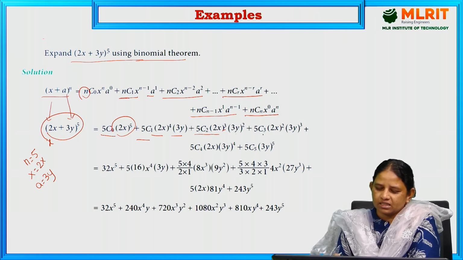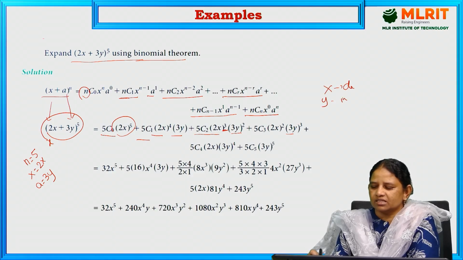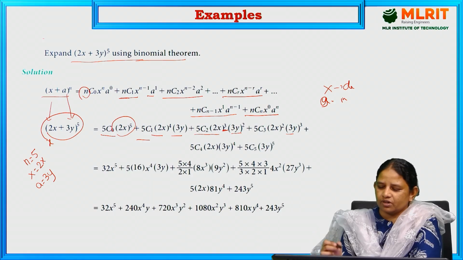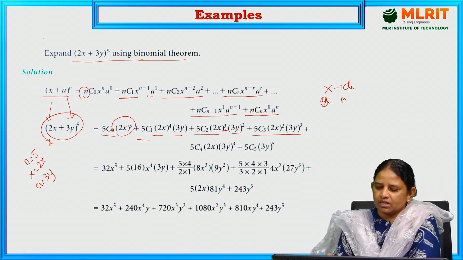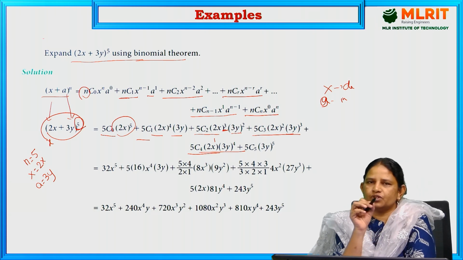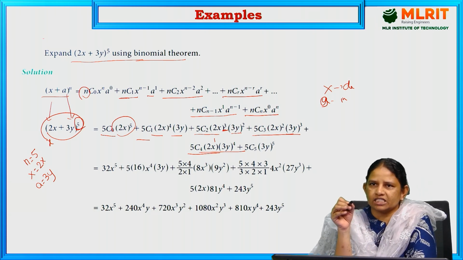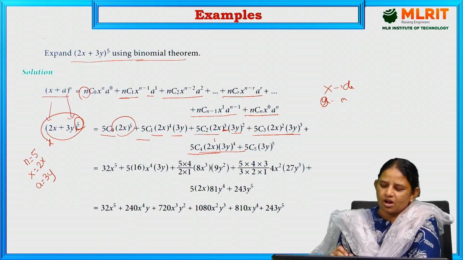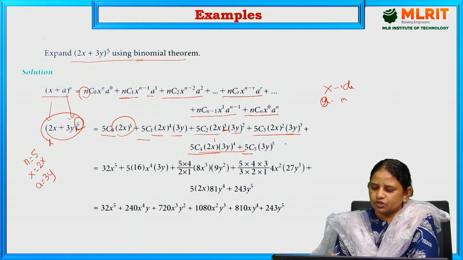That is the third term. The x powers are decreased and the y powers are increased. 5c3, 2x power square, 3y whole cube, then 5c4, 2x to the power of 1, 3y whole to the power of 4. So how many terms do we need to expand? That depends on the power n. If the power is 5, then 6 terms should be expanded in the binomial expansion. 5c5, 2x to the power of 0 means 1 only, 1 into 3y whole to the power of 5.